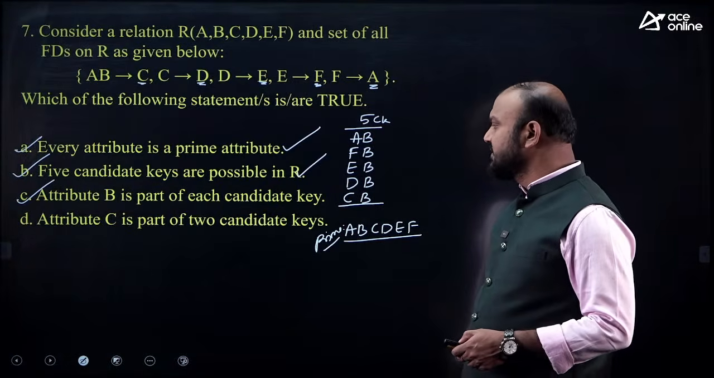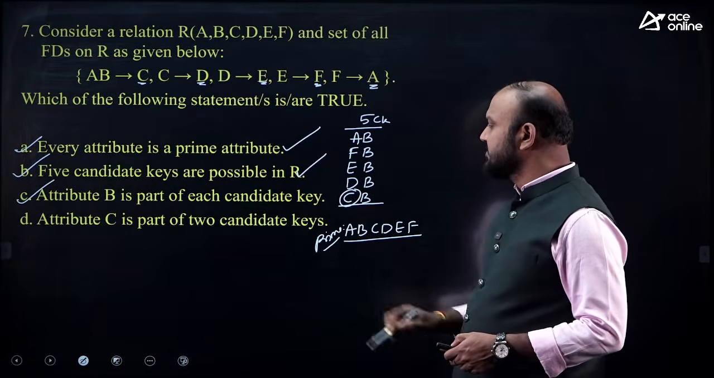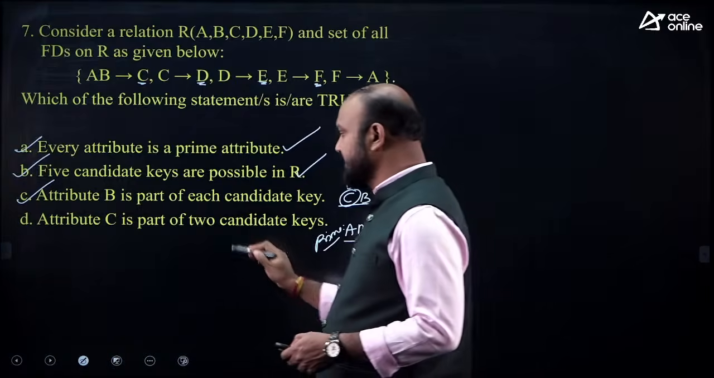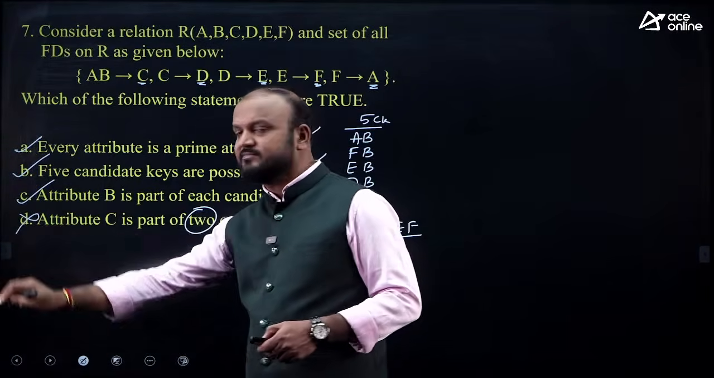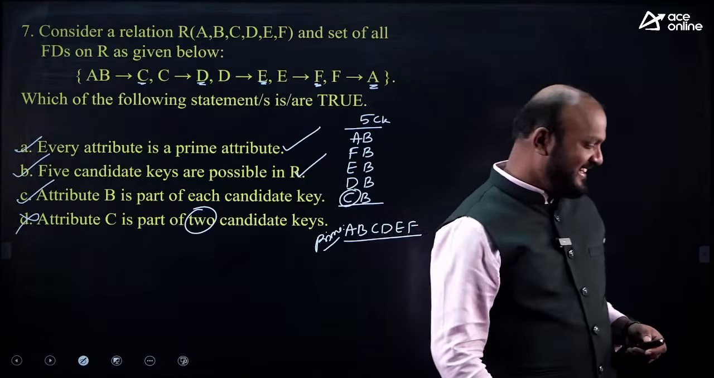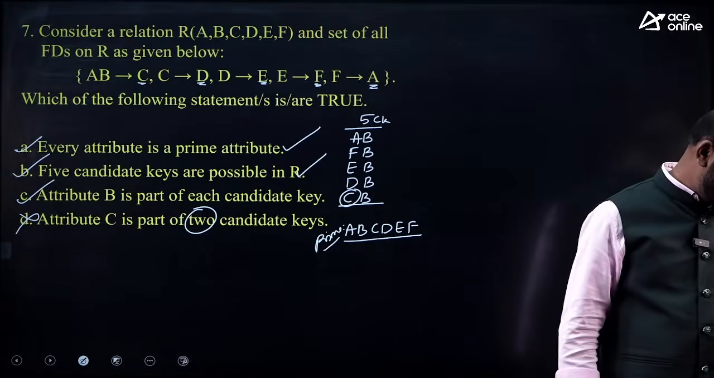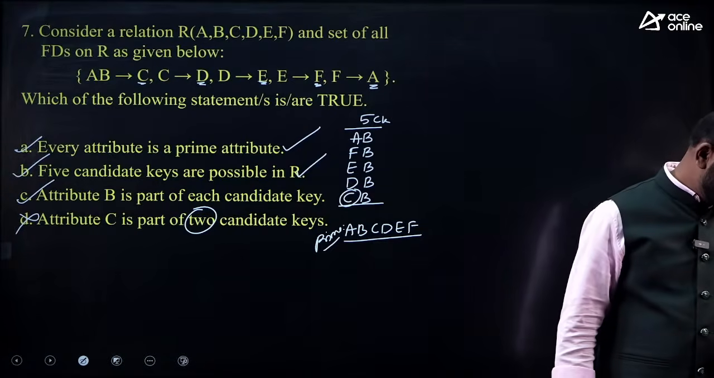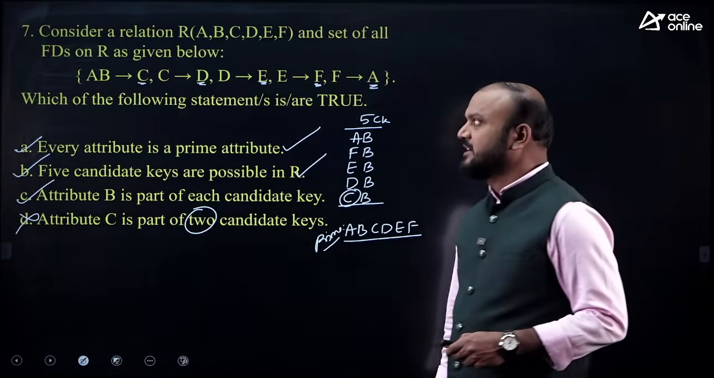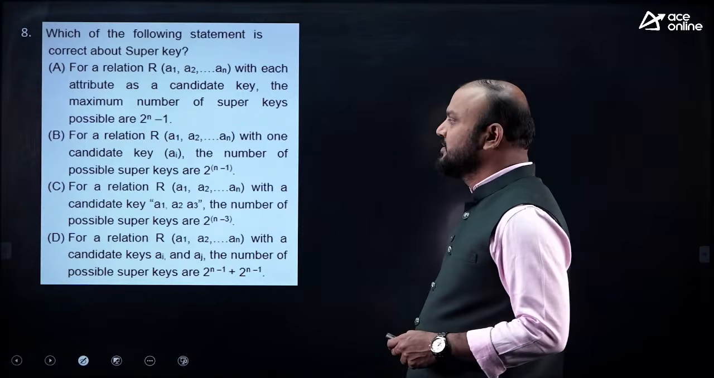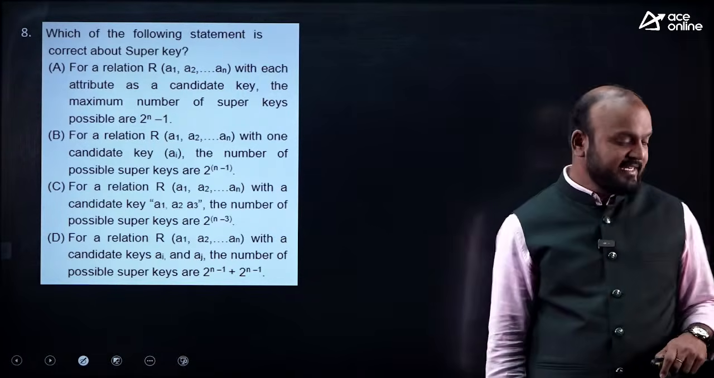Attribute C is part of 2 candidate keys, but C is part of only 1 candidate key, not 2 candidate keys. So that option is wrong. Got it? Nice. I'm happy, most of the students gave the perfect answers. That's quick. Chalo, go ahead with the 8th question on candidate keys.